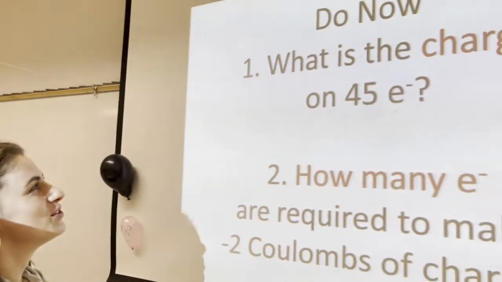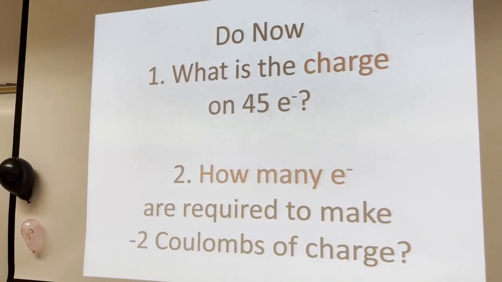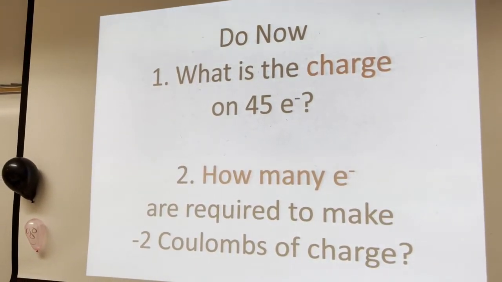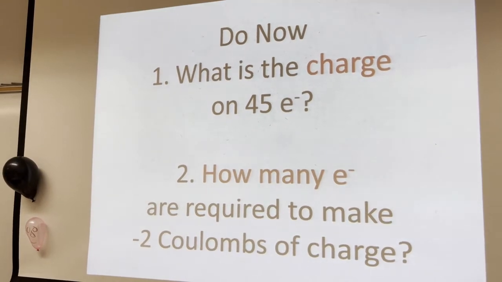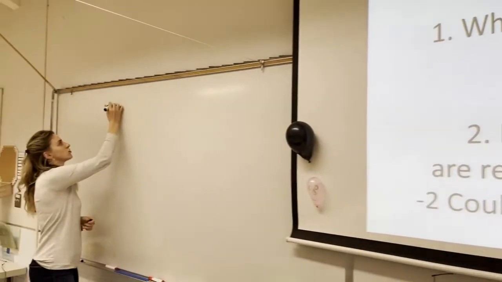Go ahead and do this now. What is the charge on 45 electrons? And then how many electrons are required to make negative 2 coulombs of charge? What is the charge on 1 electron?